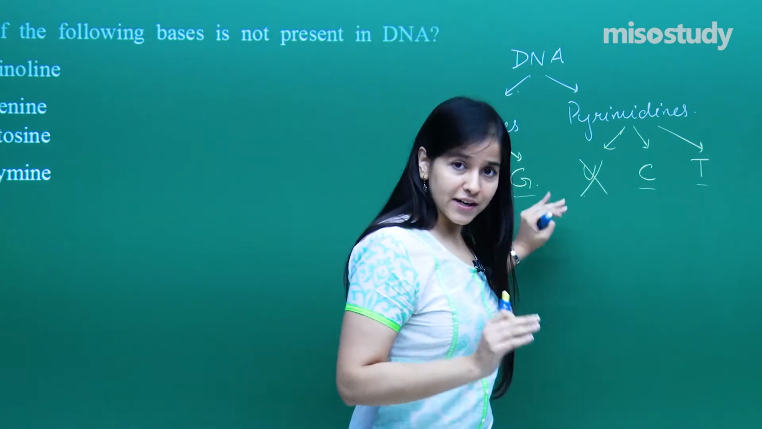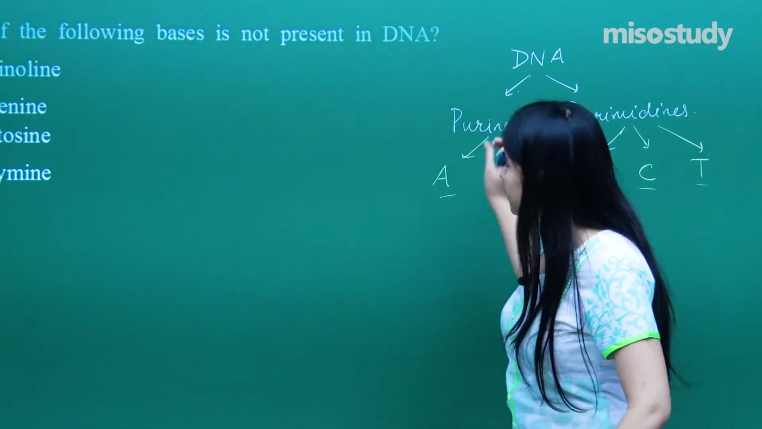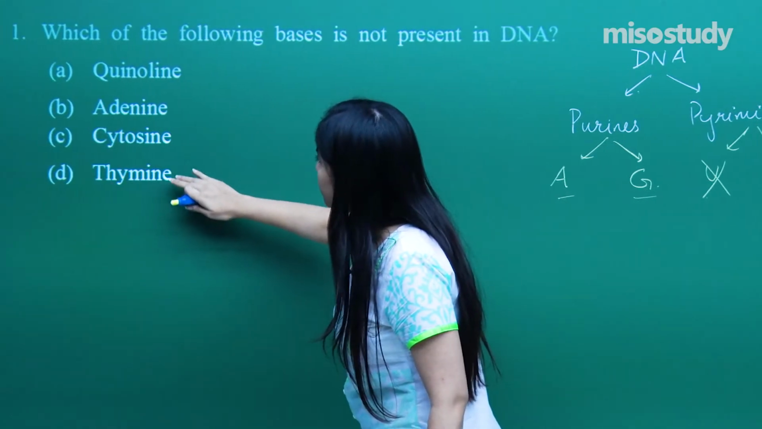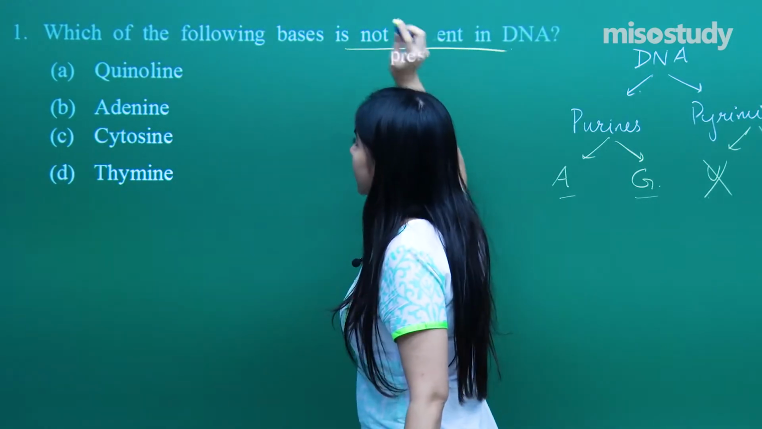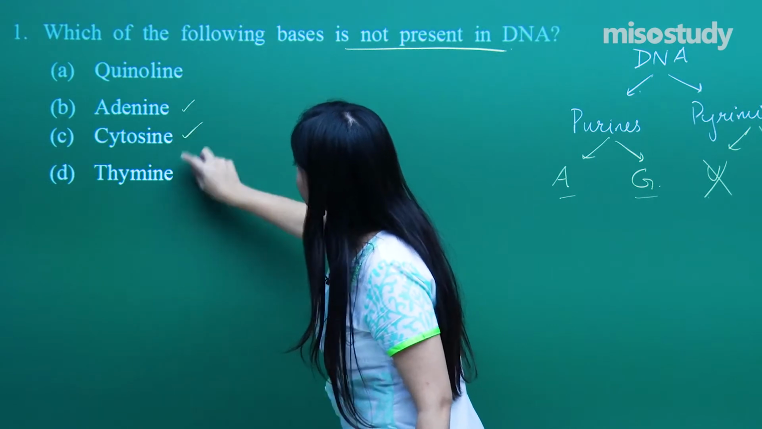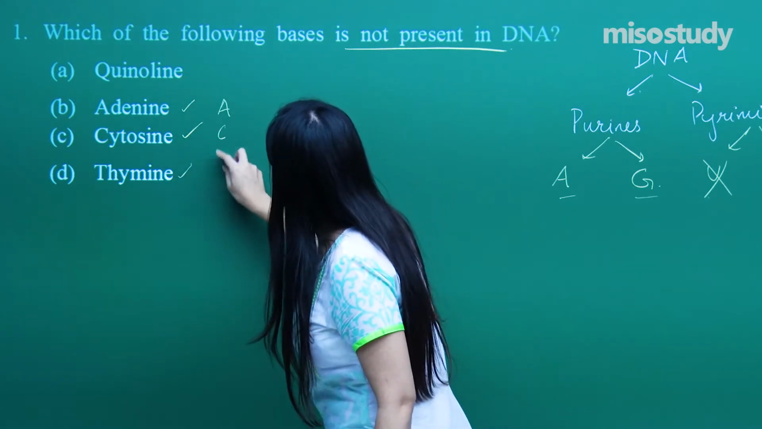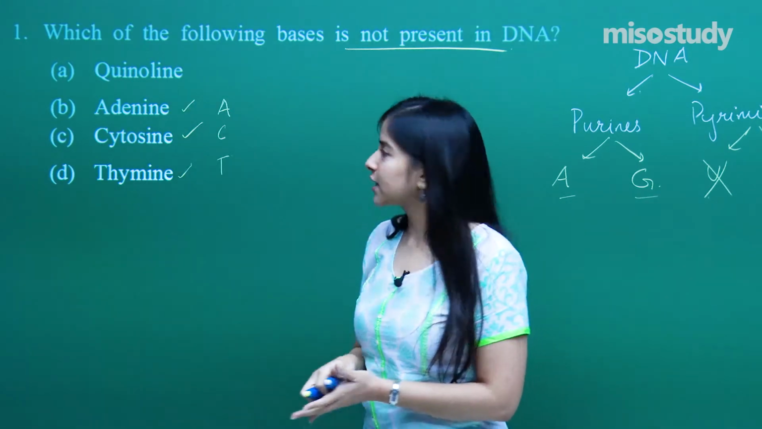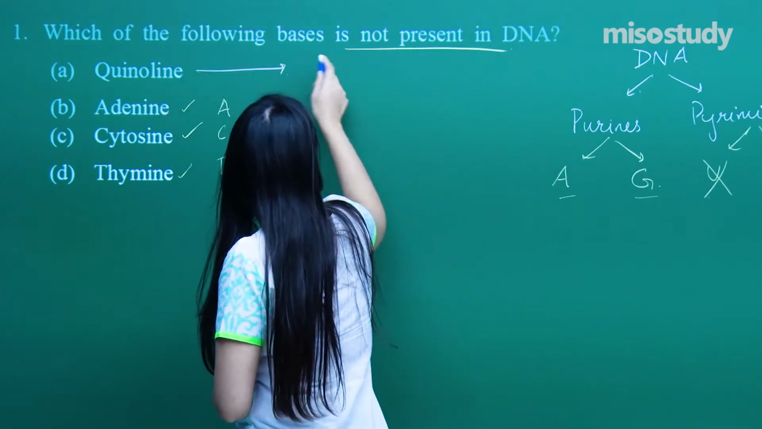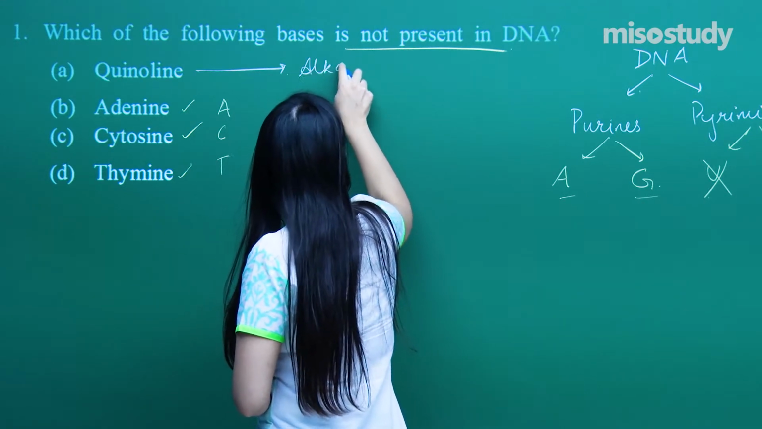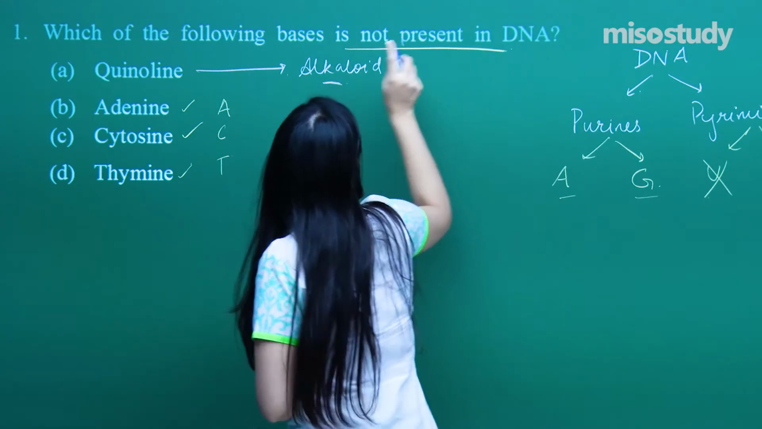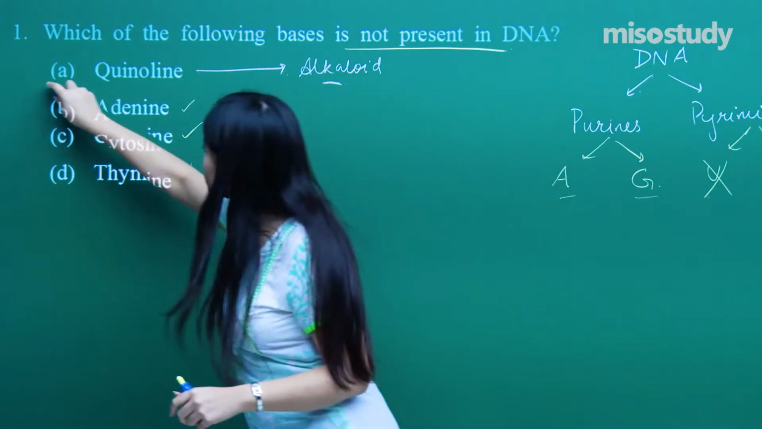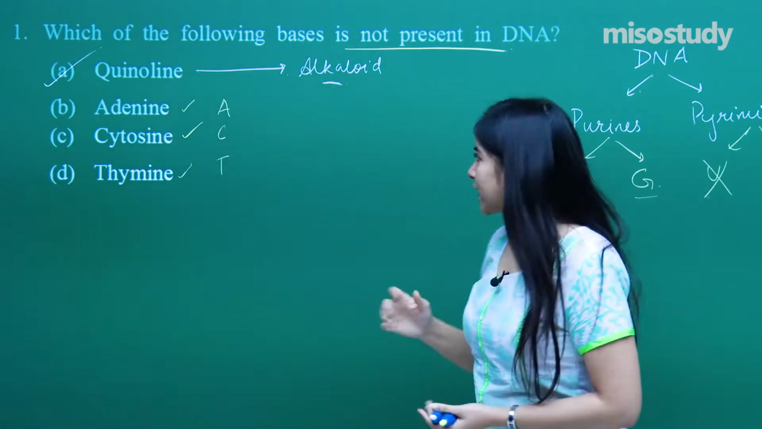As per our knowledge, can we correlate it with this question? Quinoline, adenine, cytosine, thymine: which is not present, they are asking. Adenine is there, cytosine is there and thymine is there, that means A, C, T. But quinoline is not a base but an alkaloid. Quinoline is an alkaloid and it is not at all present in DNA. It has nothing to do with DNA. I hope everybody has got the answer, which is A. Let us move on to the next question.